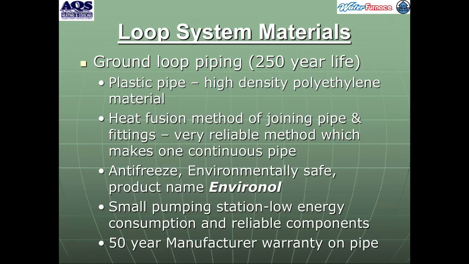So let's look at some of these. The materials for these loop systems: ground loop piping is a very long-lasting plastic pipe, a high-density polyethylene material. All of those joints are fused together, so they almost plastic-weld them using a heat joining method. It's a very, very reliable method. Just like any piping system in the ground, it can pull apart if its joint is weak, or if it became damaged somehow due to the elements, but typically that doesn't happen.